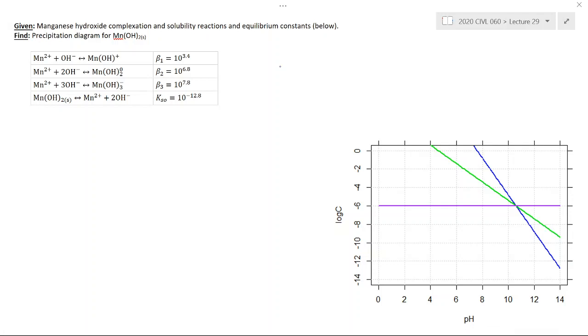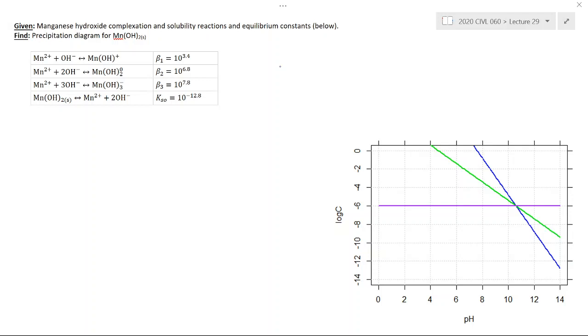In this video I'm going to show you how to derive the third line for the manganese hydroxide precipitation diagram. In the previous two lectures or videos I showed you how to derive the first two lines, and here we're going to look at the third one. So this is for the second manganese hydroxide complex.